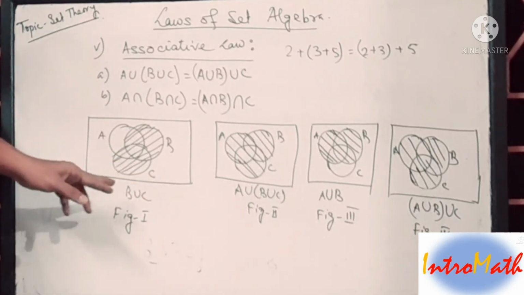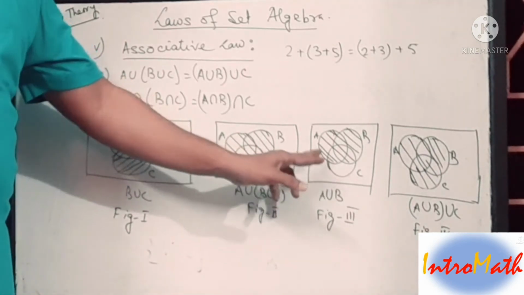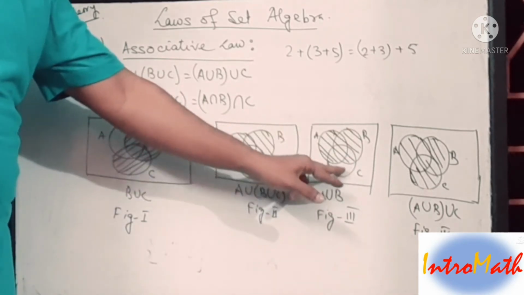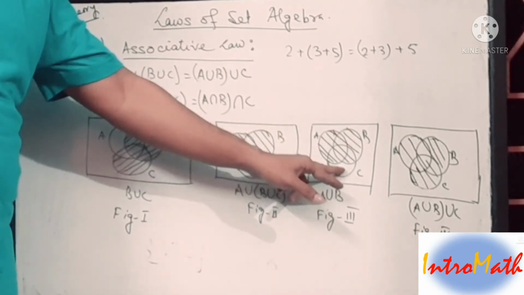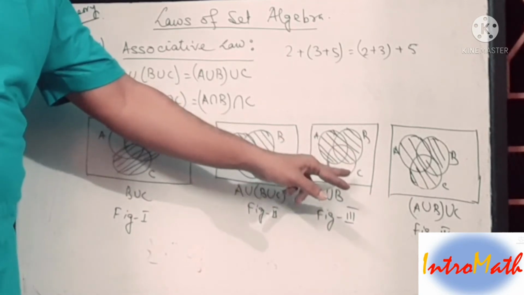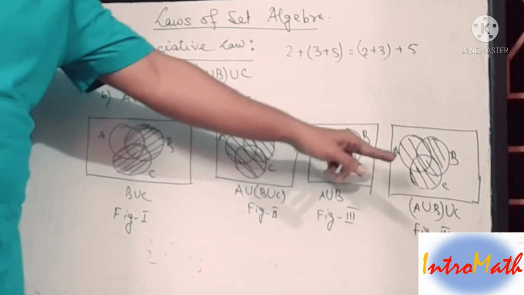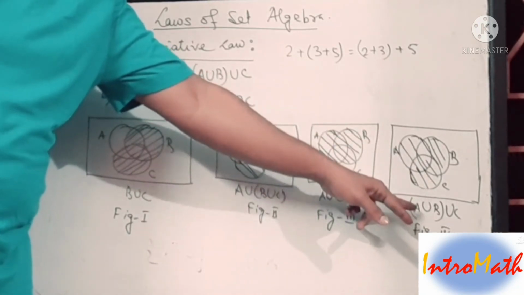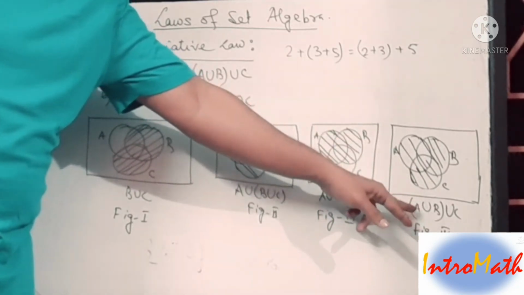Now I am taking here the union of A and B. This is the A union B figure, not this part. And if we take the union of C with this part, this will yield this figure, A union B union C.